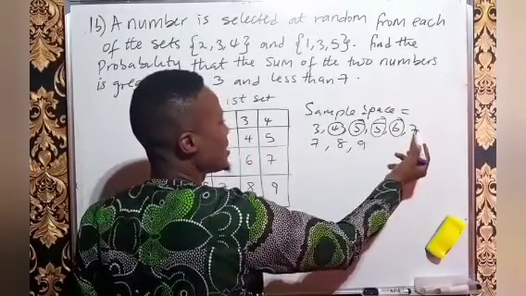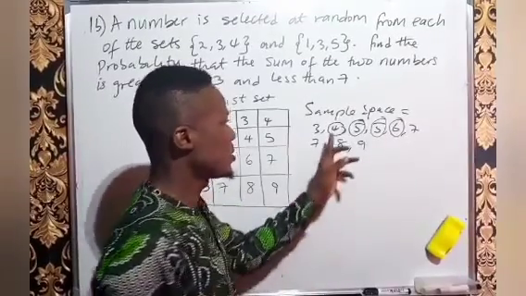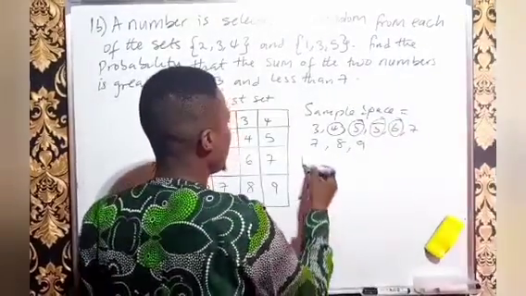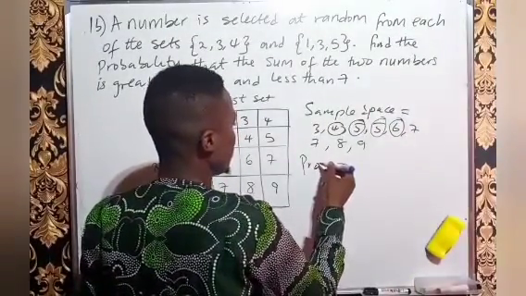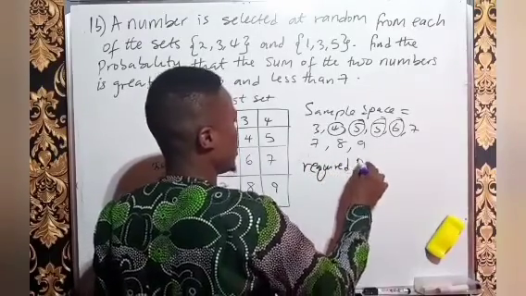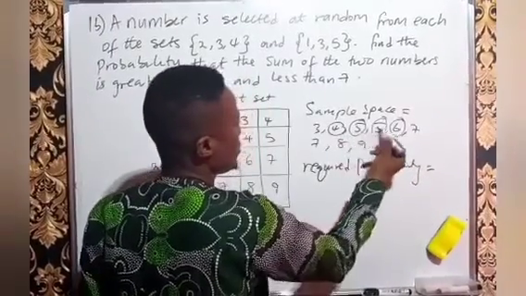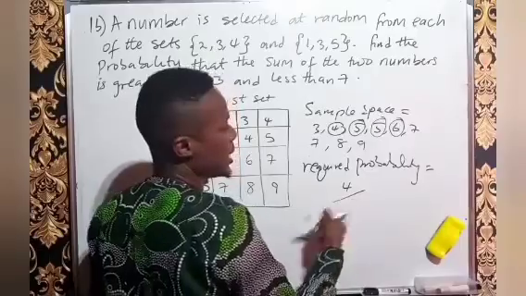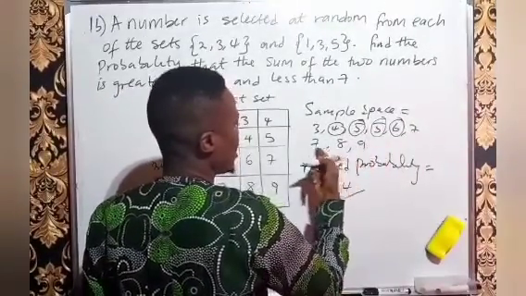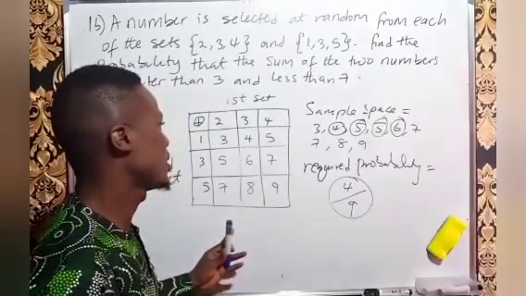Well, 7 is not less than 7. This is not less than 7, not less than 7, not less than 7. So the numbers we are going to select are 1, 2, 3, and 4. And you know that the required probability will just be 1, 2, 3, 4 over the total of the sample space, which are 1, 2, 3, 4, 5, 6, 7, 8, and 9. So the answer is just 4 over 9. That's how to tackle questions like this.